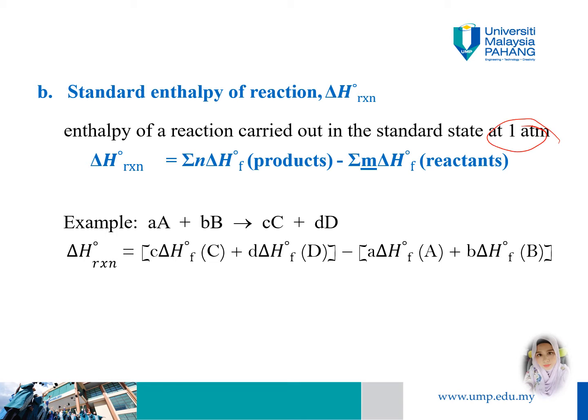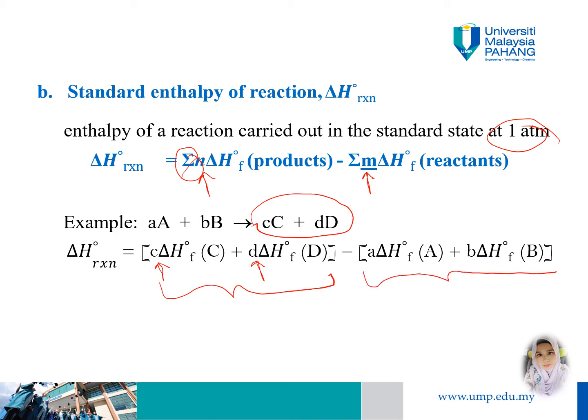Enthalpy of reaction, delta H reaction, is the enthalpy of the reaction carried out at the standard state of 1 atm. Delta H reaction is the summation of the enthalpy of the products minus the summation of the enthalpy of the reactants, where m is the stoichiometry of the reaction. For example, we have a reaction between A and B to produce C and D. So delta H reaction is equal to c, small c and small d being the stoichiometry of the products, minus the enthalpy of the reactants.